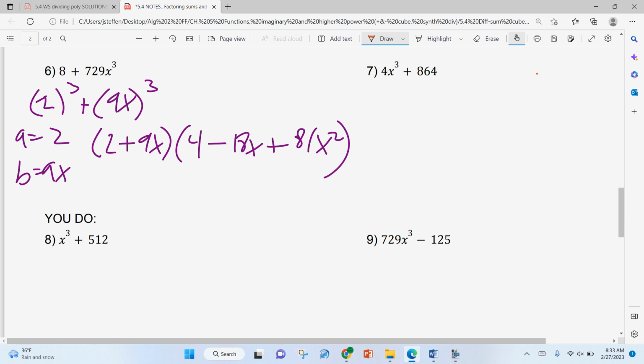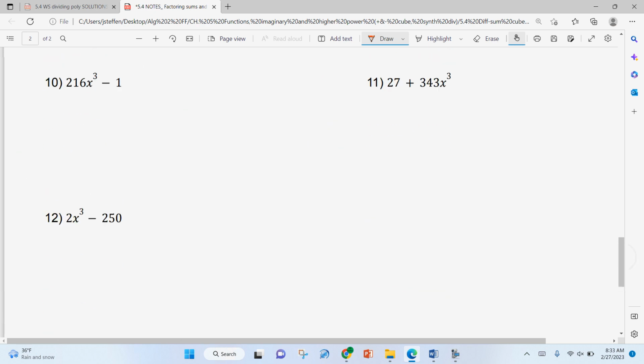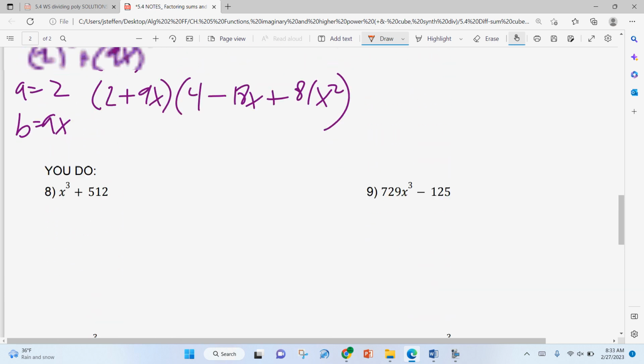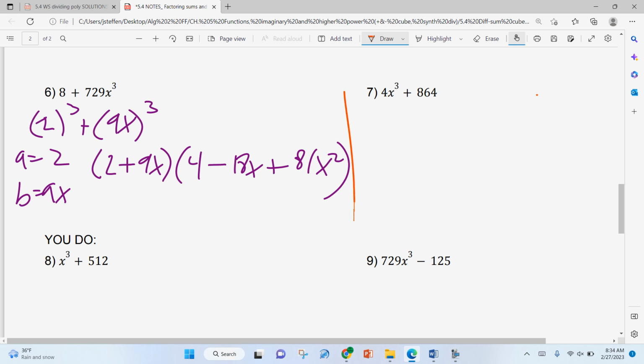And the last one I'll do for you, then I'll have you guys work on your own for some of these. I'm not going to go into that. Yes, I remember this one.